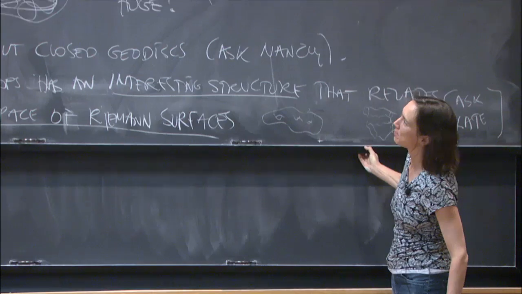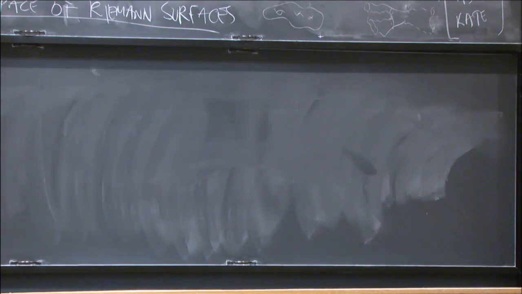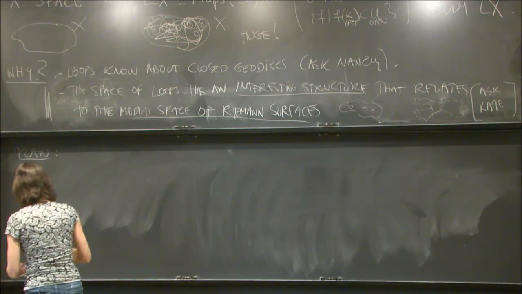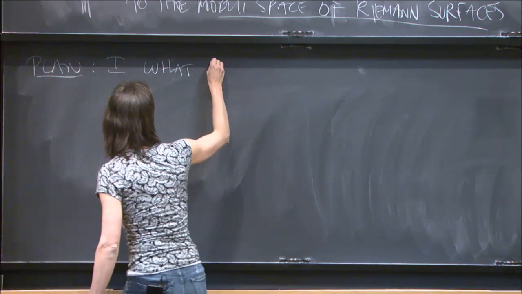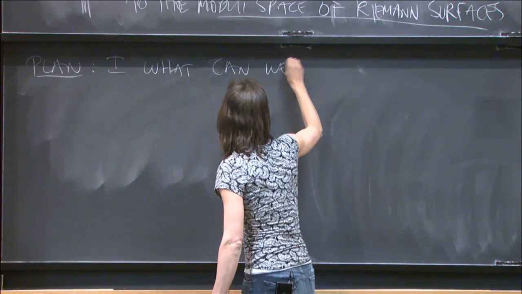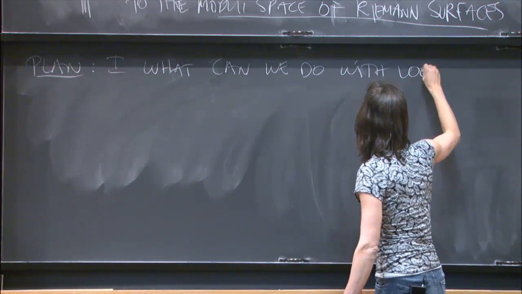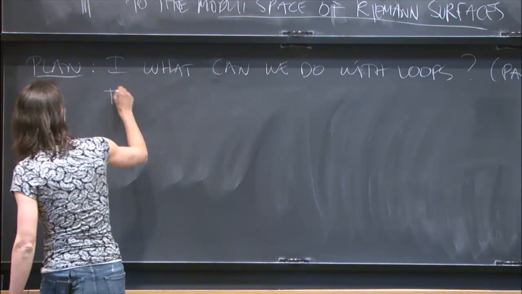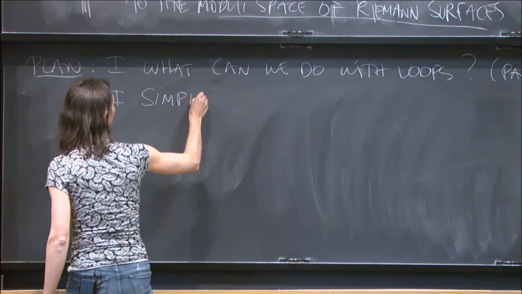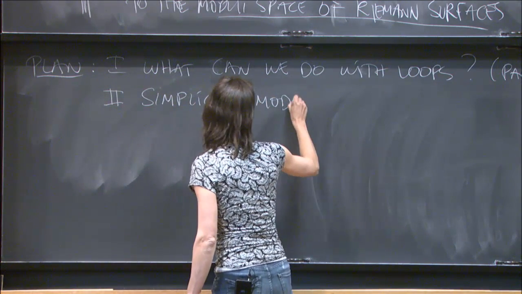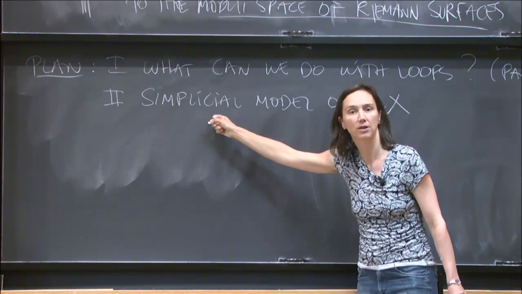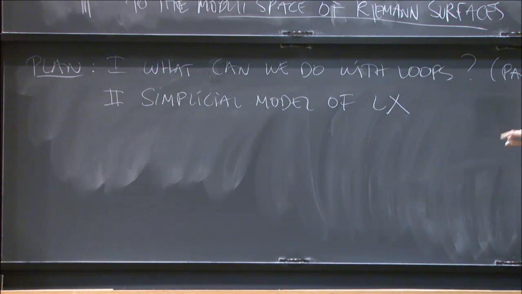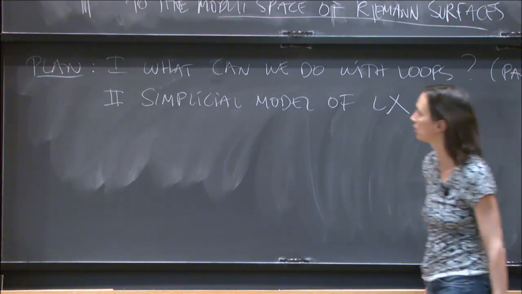Okay, so what's my plan? My plan today is, what can we do with loops? Part one. So I'm aiming at giving you a structure of this huge space. It's not just a huge space, it's a huge space with some structure. Then tomorrow, I'll give you a simpler model of the loop space. I'll explain what simpler means, simpler sets, simpler things, and I'll take my time on this. That's the plan for tomorrow.